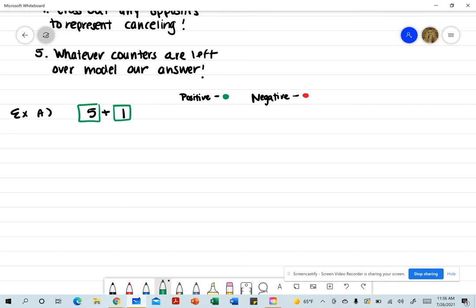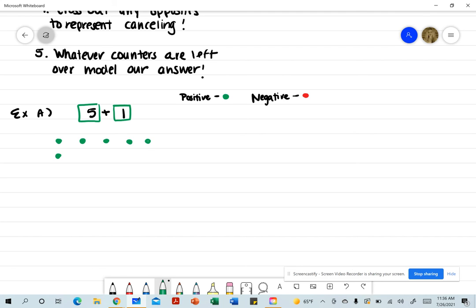I take my first integer, +5, and represent it in a row. That's 1, 2, 3, 4, 5. Then I take my second integer, +1, and put it in the second row. 1. Now I look for any cancellations.